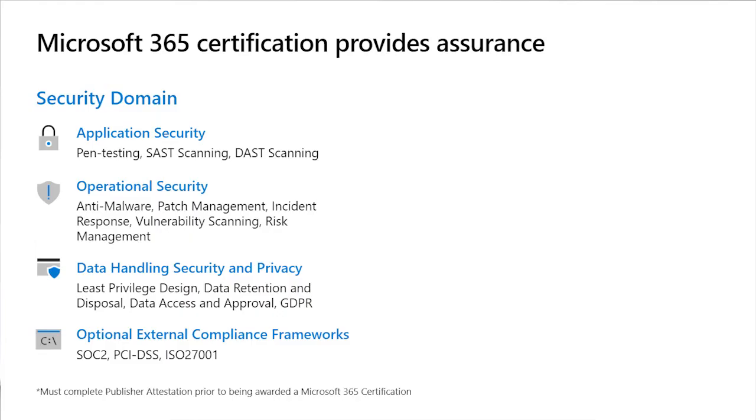Now, some of the security standards that Microsoft 365 certification corresponds to include making sure that vendors are adhering to operational security best practices, doing things like anti-malware scanning, patch management, etc. We're working to make sure that those software vendors do data handling, security, and privacy to industry best practices, things like least privilege concepts and the like. And then we're also working to validate, if they have it, adherence to external compliance frameworks like, for example, ISO 27001 or SOC 2.